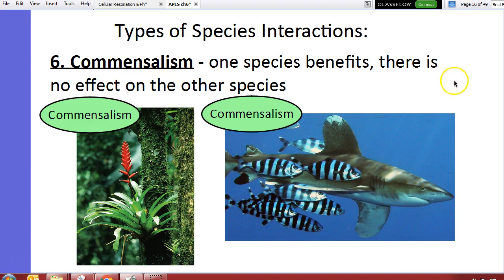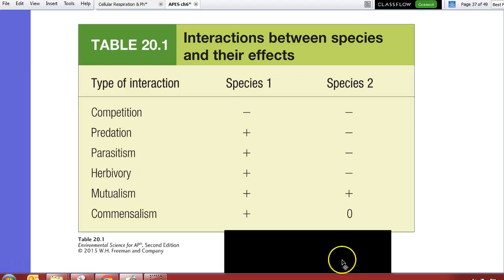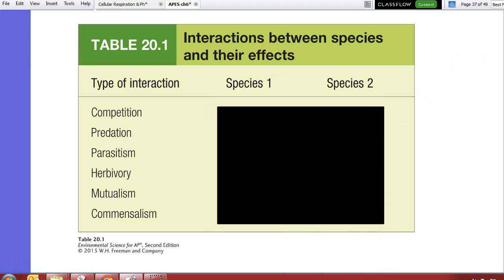Everyone good? All right, so what I want you to do, look at that table, see if you can fill it in. Your options are pluses, minuses.